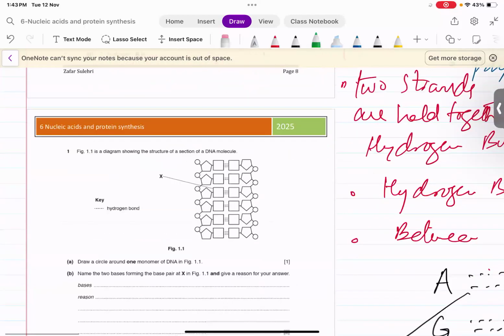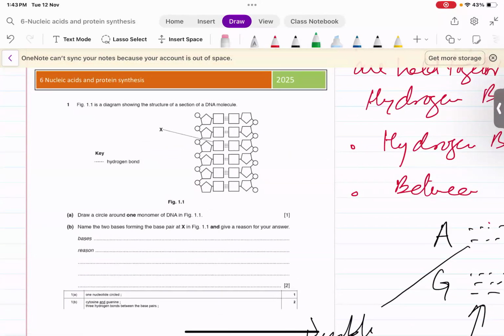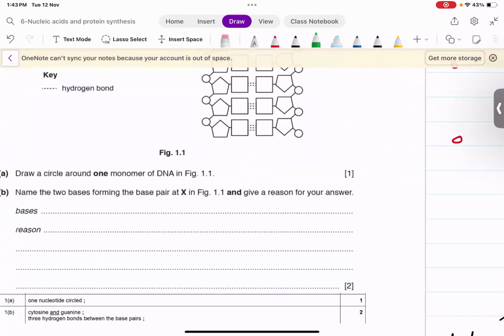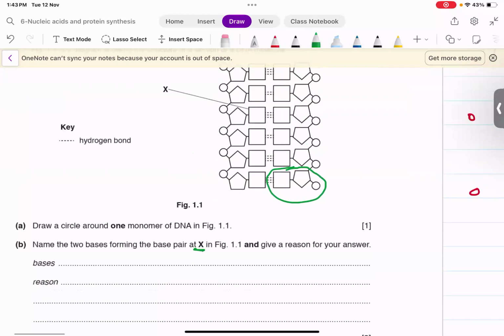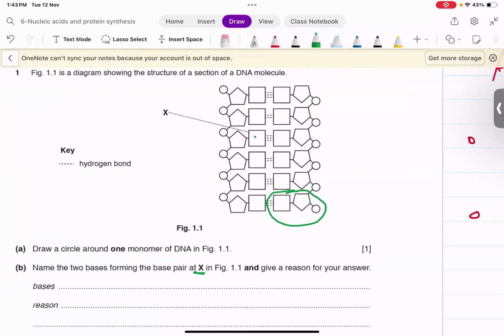Yes, sir. Now let's see. Figure 1.1 is a diagram showing the structure of a section of a DNA molecule. Draw a circle around one monomer of DNA. So one monomer is one nucleotide; draw the circle around it, any one you like, from here to here, this whole is one. Name the two bases forming the base pair at X.